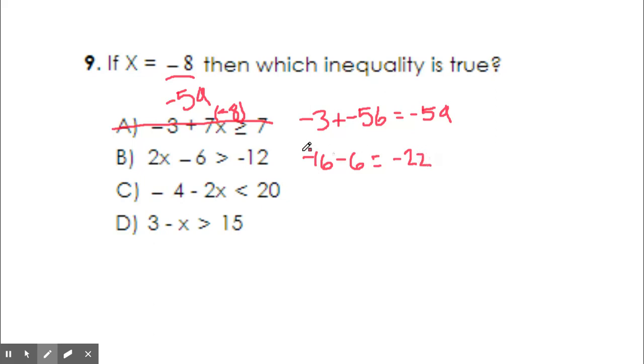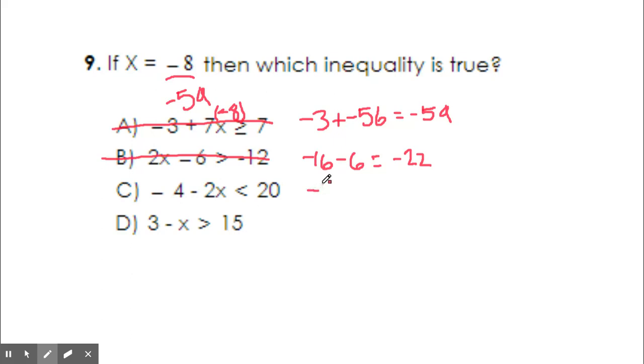This one claims -22 is greater than or bigger than -12. I'd much rather owe someone $12 than $22, so that's not a true statement. -22 is smaller than -12, not bigger than. Okay, C, -4 minus 2x.